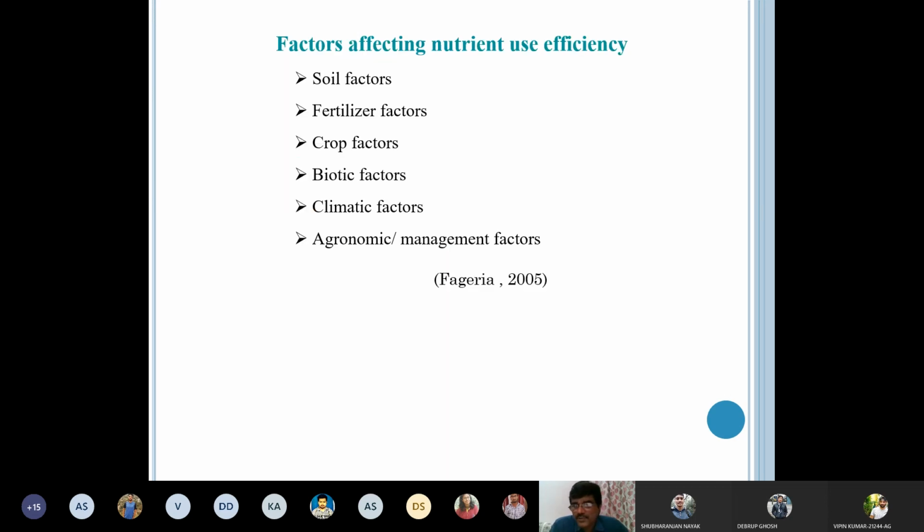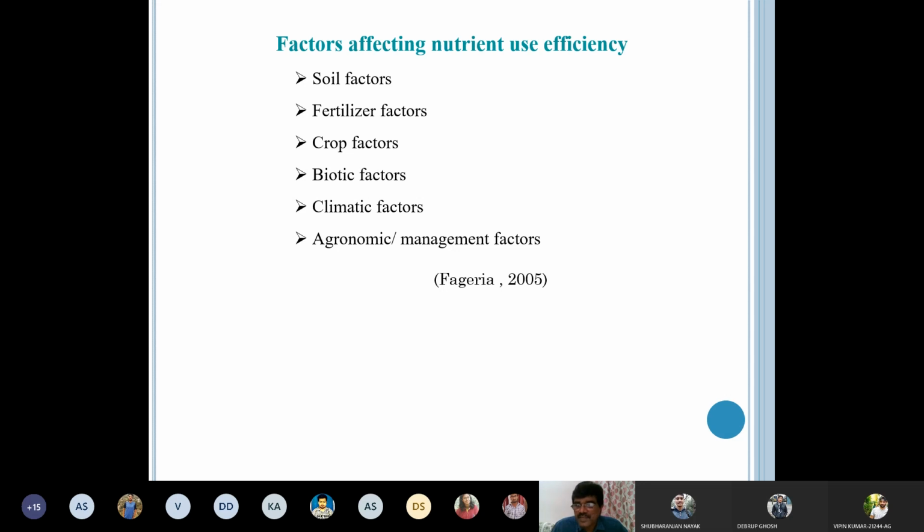Now, why is this nutrient use efficiency low? So there are some important reasons. As usual, you remember factors affecting plant growth. And here you have two things, output and input. Output is your crop growth, crop yield, and input is your fertilizer rate or nutrient rate.